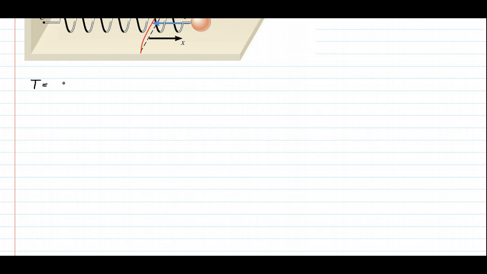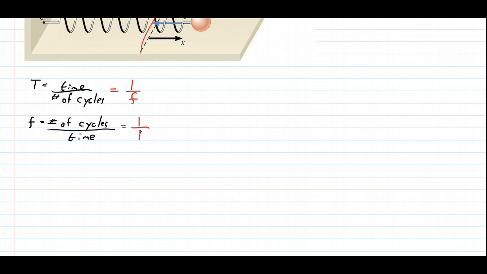And that period is time divided by a number of cycles, while frequency is the opposite of that. It's the number of cycles divided by time. And so when we write it out like this, we can see that these two definitions are very similar to each other. And in fact, period and frequency are inverses of each other, meaning period equals 1 over frequency, while frequency equals 1 over period.